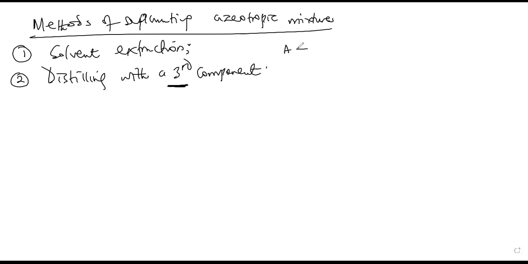If I have A, B, a mixture of A and B, this is the mixture that is forming an azeotrope, and I've brought in a third component, C. This third component, C, should react with either A or B to form an ideal solution, and then should be immiscible with the other, meaning that if it reacts with A to form an ideal solution, then it should be immiscible with B. Then what takes place?